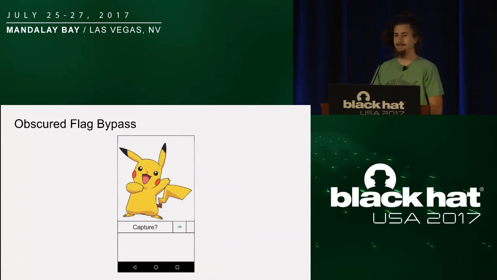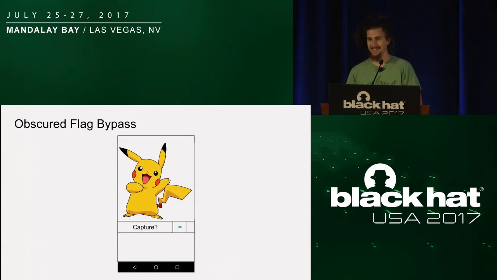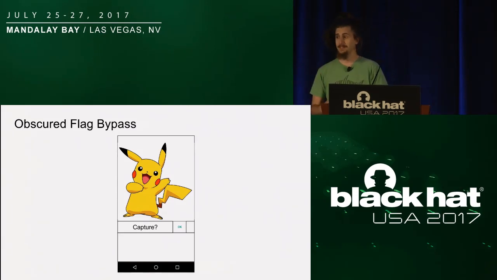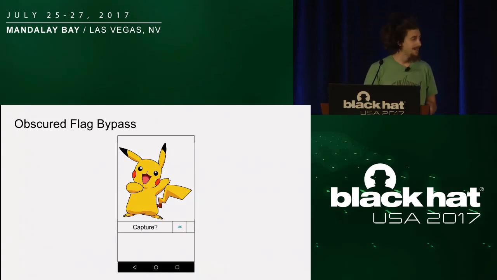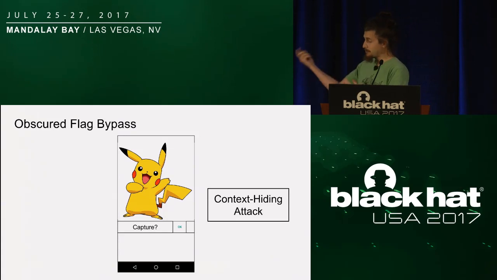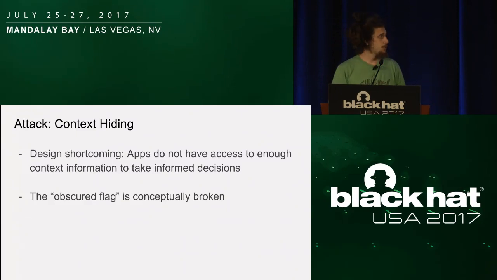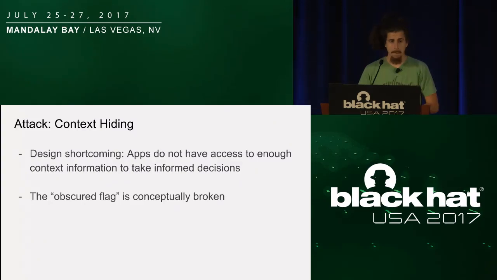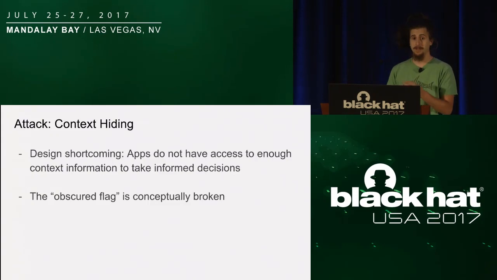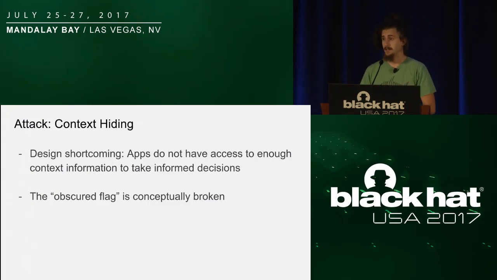And it's extremely simple nowadays to lure a user to click on this. Quite simple. This is just an example, but it's just an OK button. And the thing is that these buttons protected by this obscure flag are usually very generic. And so as long as you can hide the context, the attacker wins. So more in general, we call this context hiding attack. And the big issue is that applications do not have enough context information to take informed decisions. And the obscure flag to us seems conceptually broken. It's not enough to protect only the button. You need to protect the entire UI.